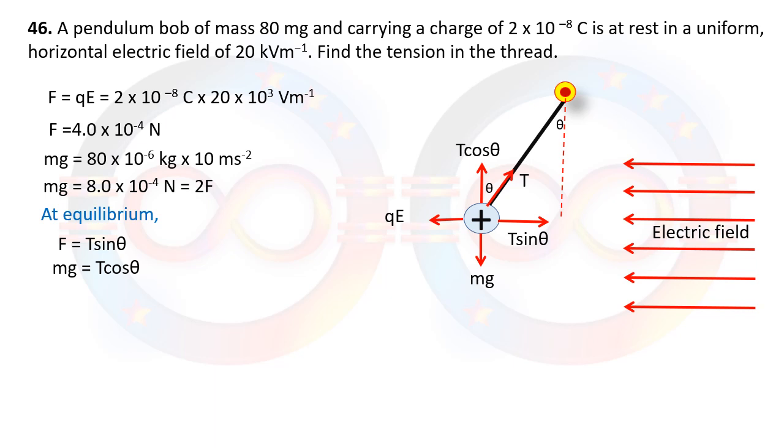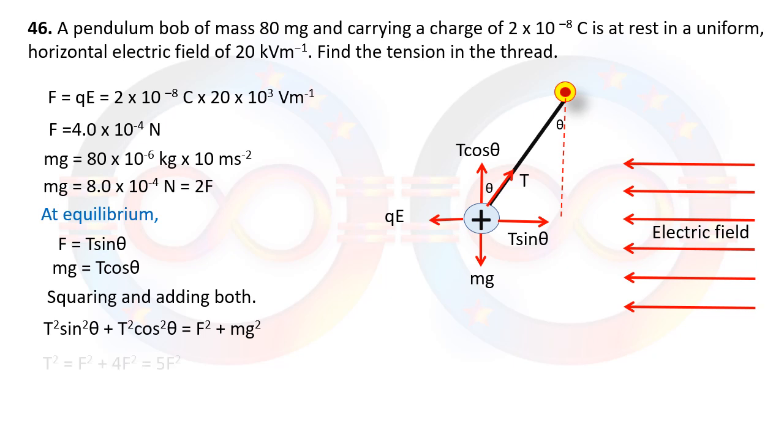What are we going to do now, because we don't have to calculate theta here, we can directly square and add these two equations, so that sin square theta plus cos square theta would be eliminated, it is equal to 1. So let's square and add. It will be T square sin square theta plus T square cos square theta is equal to F square plus mg square. It is nothing but T square, and F square itself, and mg is nothing but 2F. On squaring it will be 4F square. So it will be 5F square in total.